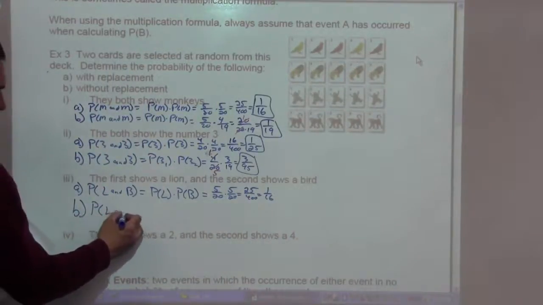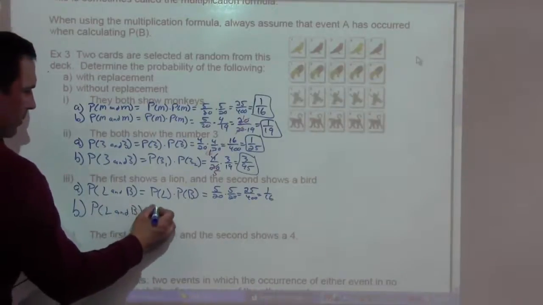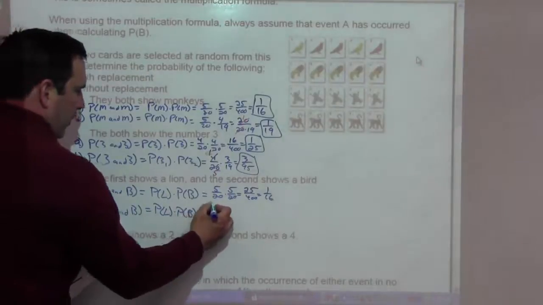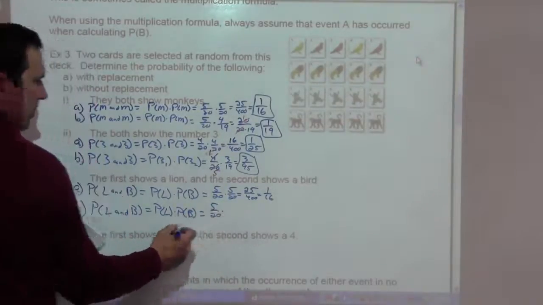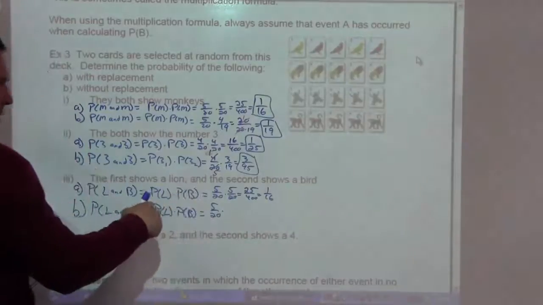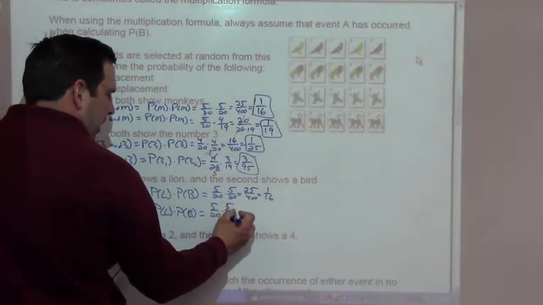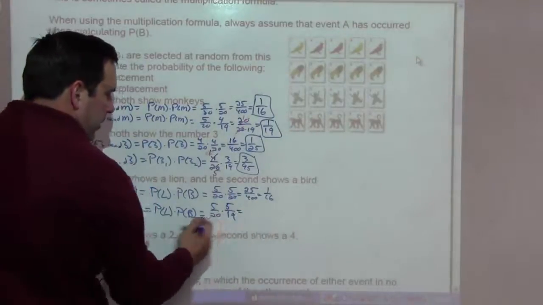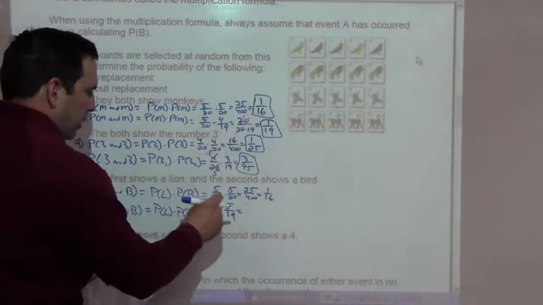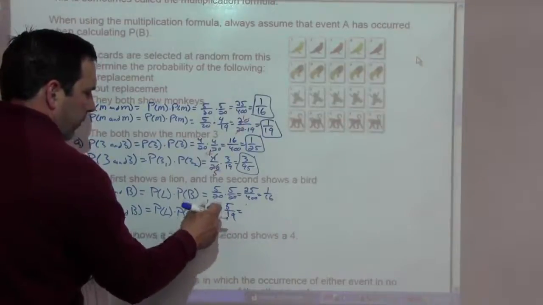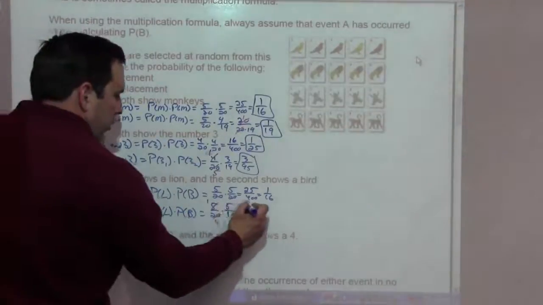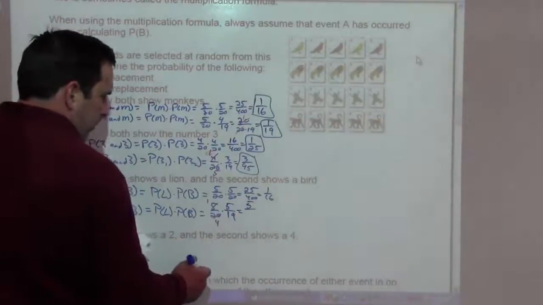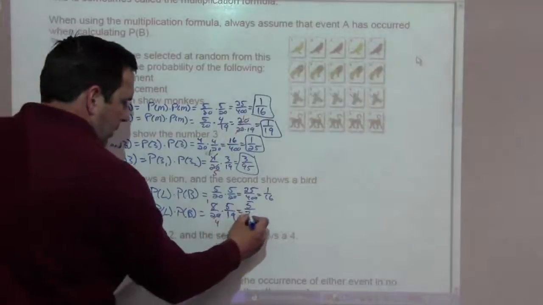Probability of lion and bird without replacement is 5 over 20 times, okay, now we have 5 birds, but now 19 cards because the first lion card's gone. This can be reduced, 5 into 20, use a 4 down below. So 5 over 4 times 19, I want to say 76.